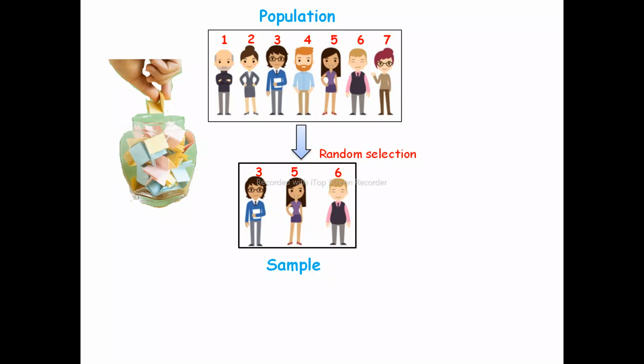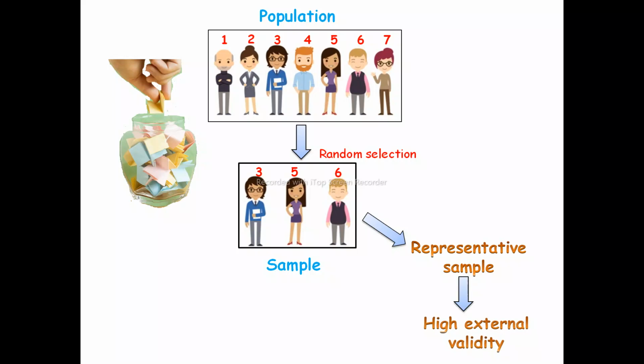So we essentially have two types of sample. We have a representative sample, and it is very important. A representative sample means the sample actually represents the population in a correct way. The reason this is important is that we label it as high external validity. External validity refers to being able to generalize your findings to the real world, to the general population. So if you have a good representative sample, which is done through random selection, you will have a high external validity.